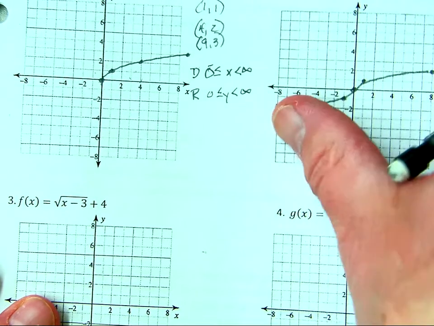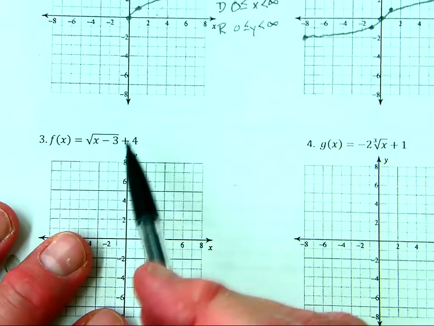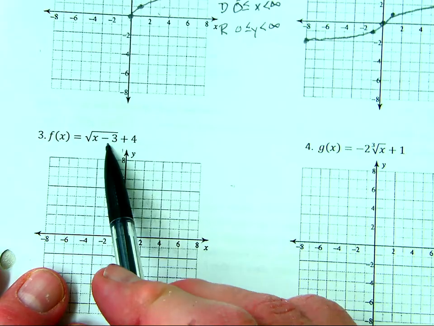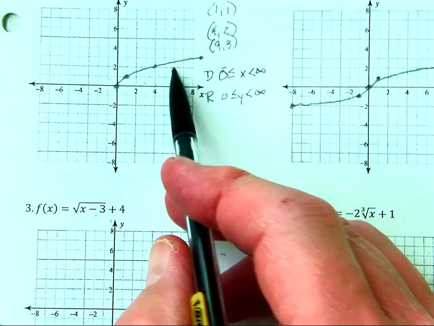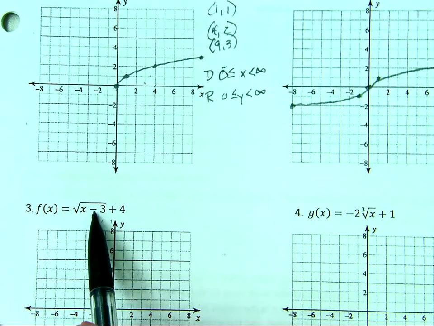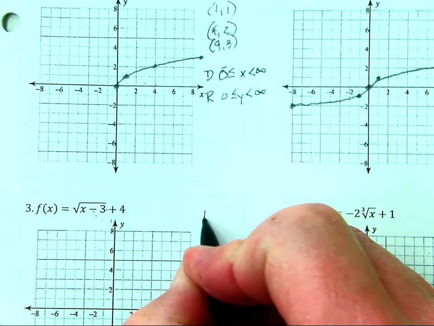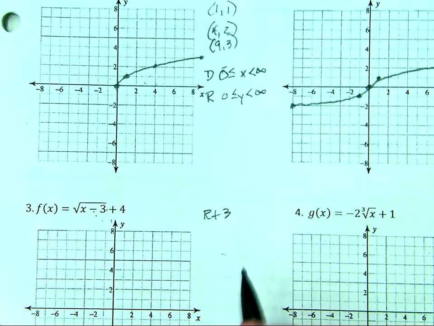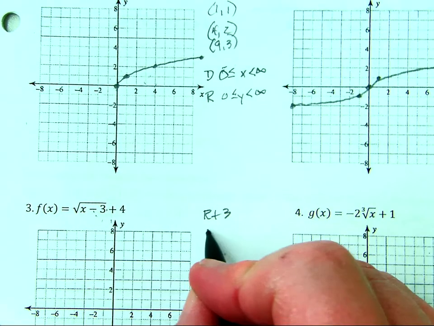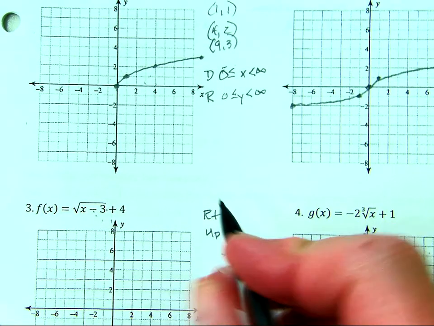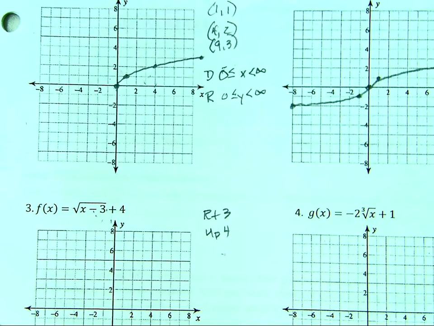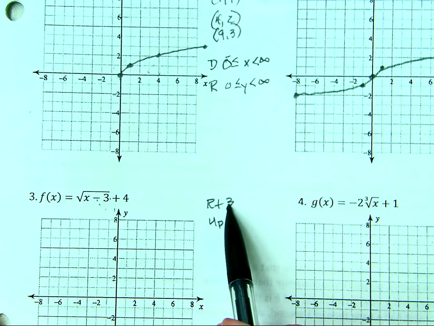So if we go do one of those, like this one here, well, that's a square root graph. We already did one of those, so we know what it looks like. If we look at that, there's a -3 inside. That means right 3. There's a 4 on the outside. That means up 4. So we're going to take that graph we did up here, and we're going to do those two things, move it right 3 and up 4.